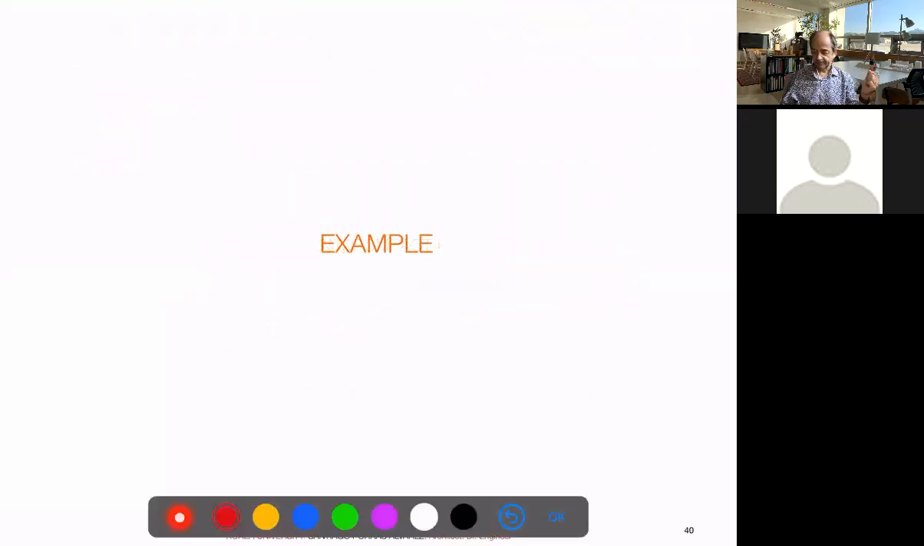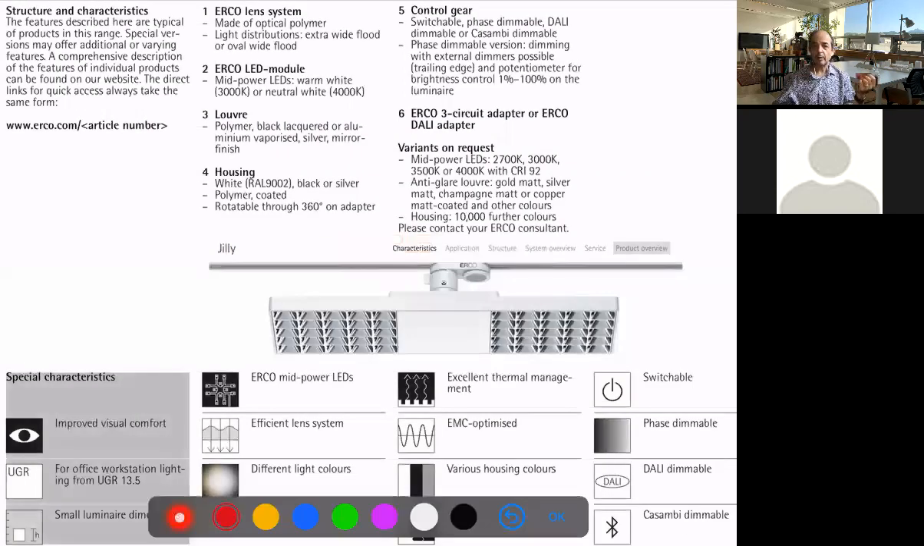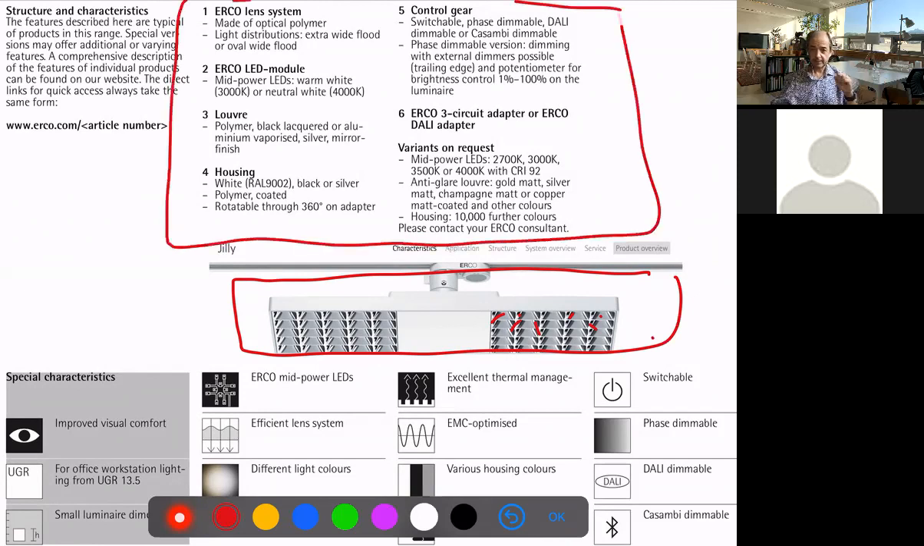One more example. This is a catalog of a very high quality commercial luminaire. This is the photo. This is a set of LED with a very complex set of mirrors and diffusers to have very good quality light. This is all the fantastic things the dealer is telling us. And you can see what you need.